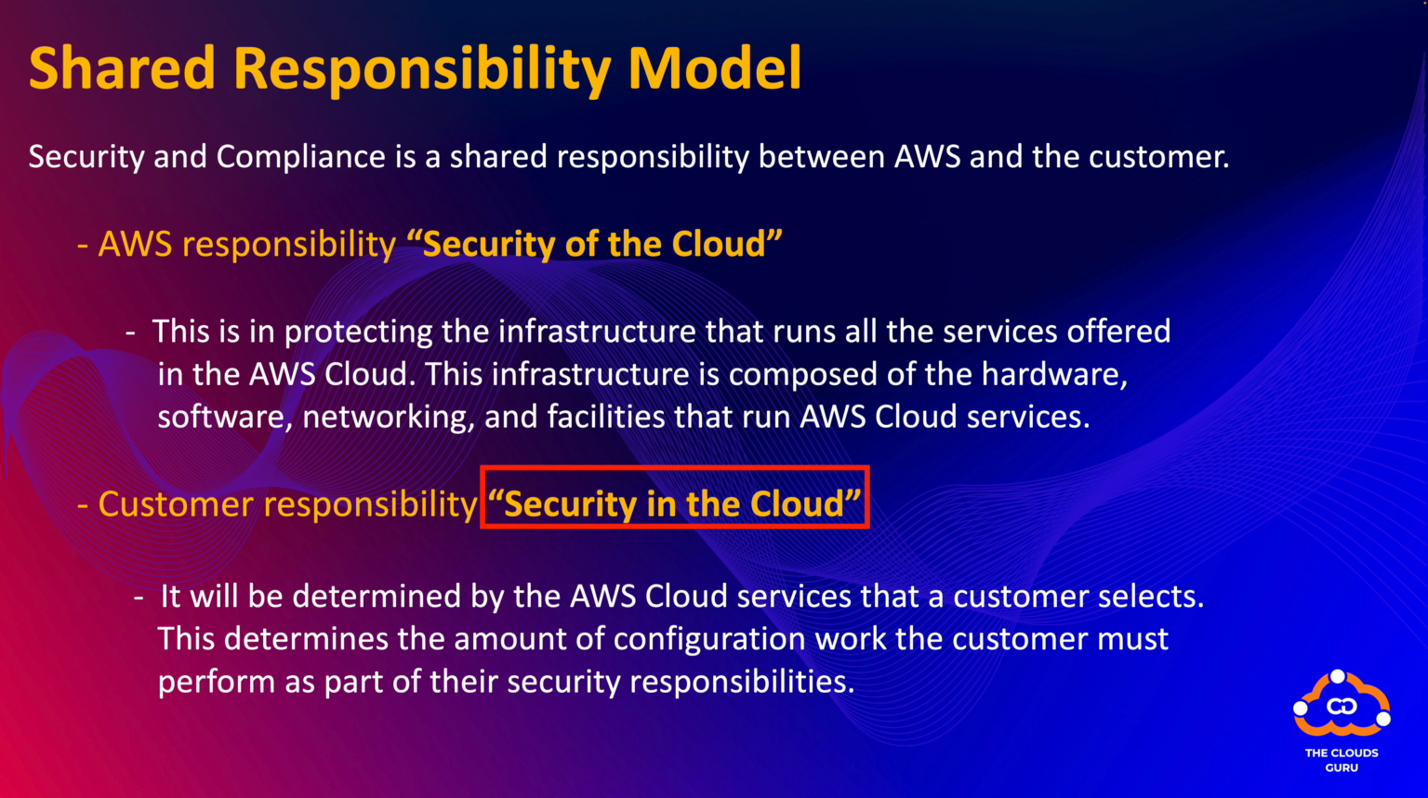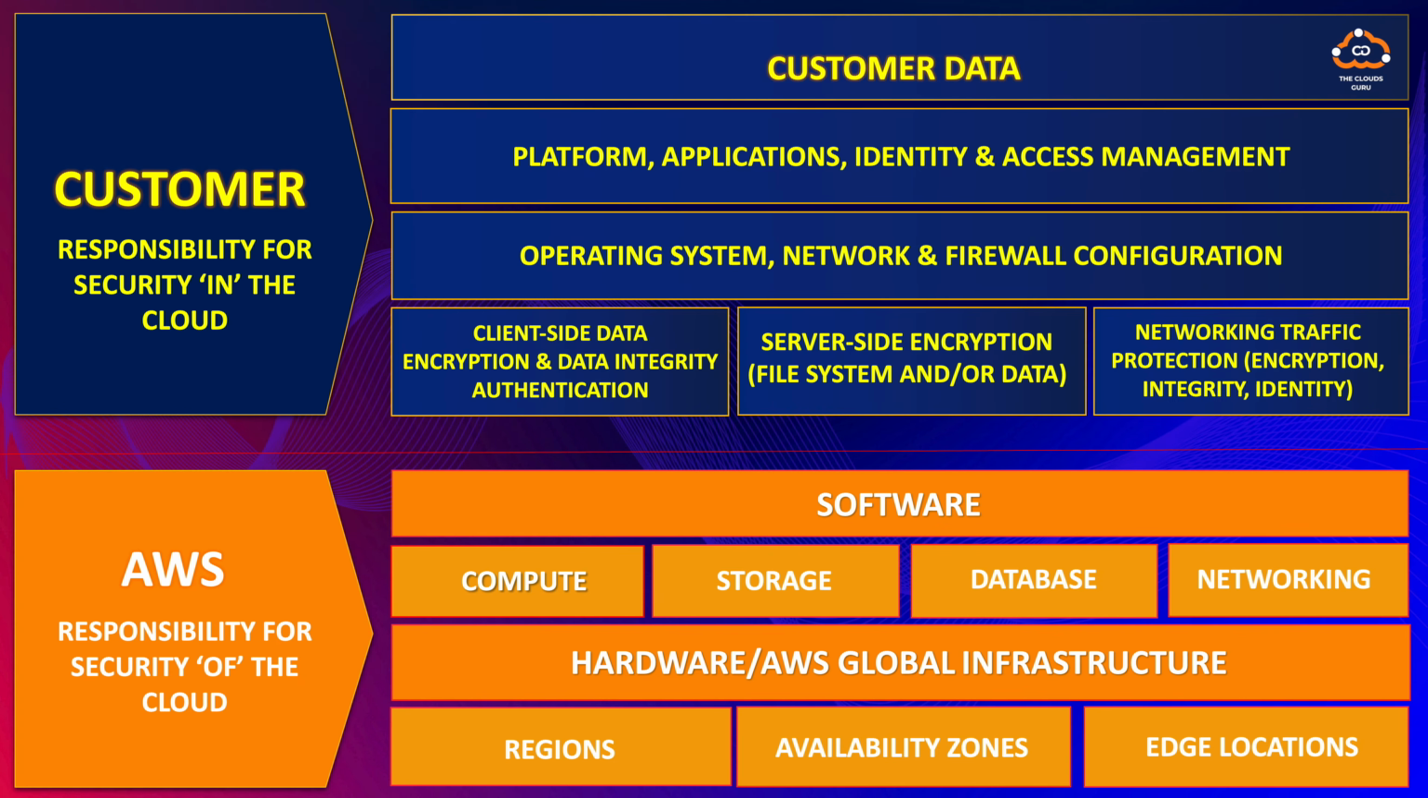While on the other hand is customer responsibility, which refers to security in the cloud. That means customer responsibility will be determined by the AWS cloud services that a customer selects. This determines the amount of configuration work the customer must perform as part of their security responsibilities. That means security and compliance are a shared responsibility between AWS and the customer. The shared responsibility model diagram explains who is responsible for what.